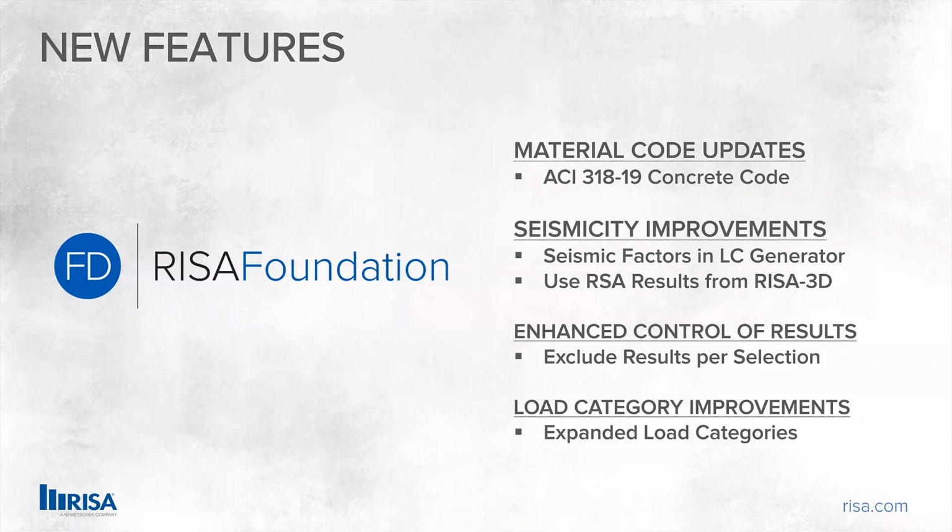So now you can bring that information over from that dynamic analysis to go ahead and look at your design of foundations. We also, as I mentioned, expanded the load categories to use 100 other load categories, and then also added the exclusion of results per selection. So to be able to really just dial into the results that you want to look at based on the selection that you have.